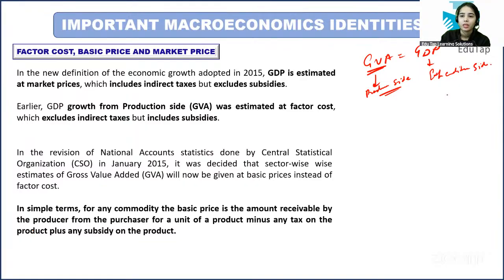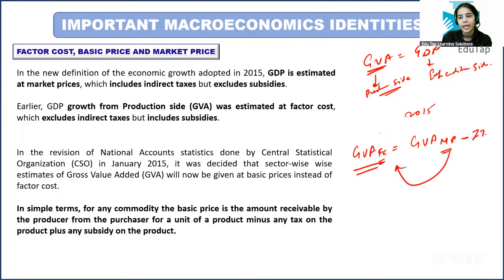Now, till 2015, we were converting the GVA at MP into GVA at factor cost to see the producer side. From MP to FC, from market price to factor cost, we have to deduct the indirect taxes and add the subsidies. So we were calculating the GVA at FC to see the producer side or the supply side.